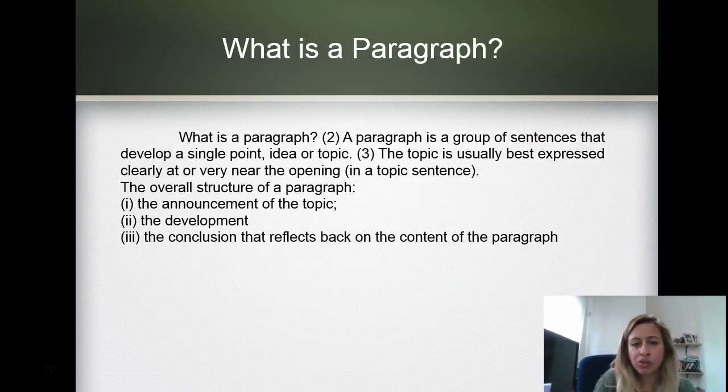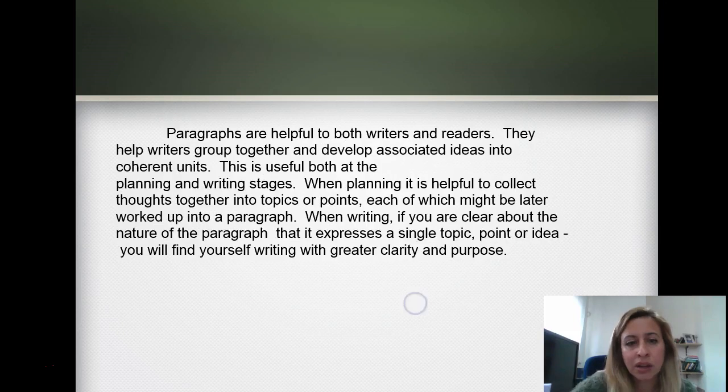The overall structure of a paragraph is the announcement of the topic at the beginning, and then the development, supporting details, and then the conclusion that reflects back on the content of the paragraph. Just reminding you that each paragraph has one main idea. Paragraphs are helpful to both writers and readers.